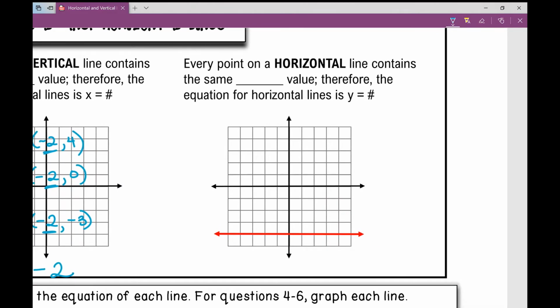Every point on a horizontal line contains the same y value. Therefore, the equation for horizontal lines is y equals a constant, or y equals a number. So let's do the same thing on this graph. Let's write some ordered pairs. So what's the ordered pair for that point right there? 0, -4. What about this one right here? -3, -4. What about this one right here? 2, -4. So as you can see, every single y value is the same. So the equation for this line would be y equals what that y value is, which is -4.